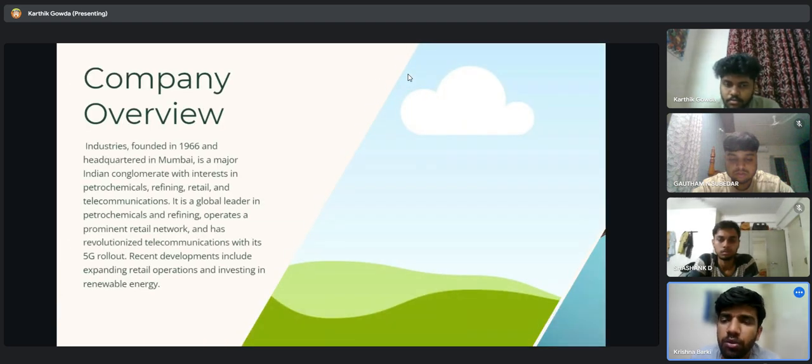First, the company's overview. It basically covers what the company does, when it was founded, who the founder is, where its headquarters is, etc. It also covers information about the areas in which the company is performing, which sectors it covers, and in which sector it has a major impact.